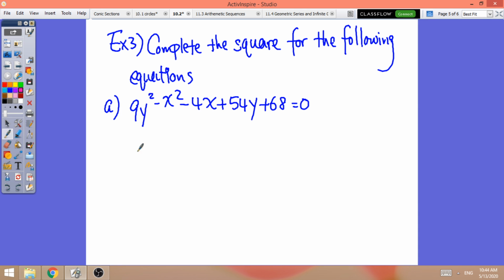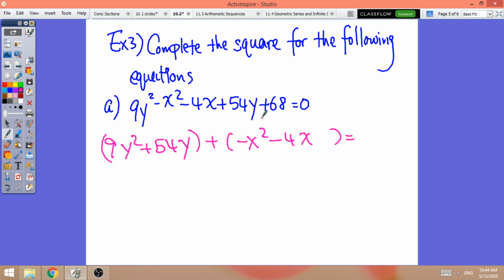Okay, so first thing that you want to do, again, you want to group the like terms. This time, let's start with the y group first because that's positive. So we got 9y squared plus 54y. And then for the second group, we do have negative x squared minus 4x. And what about the constant? Again, we want to get rid of the constant, so subtract 68 both sides.